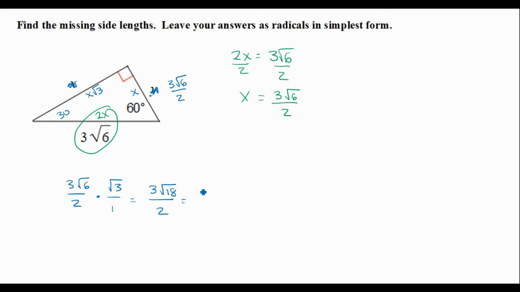If I simplify the radical, this becomes 3 radical 9, radical 2 over 2. The square root of 9 is 3, so it's 3 times 3, root 2 over 2. So it gives us 9 root 2 over 2. So our side length is 9 root 2 over 2.